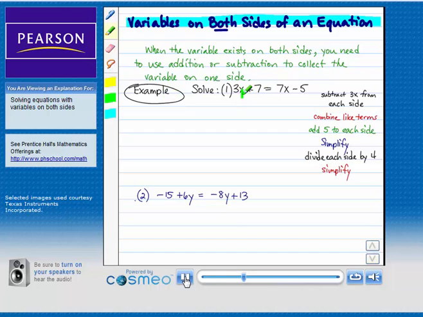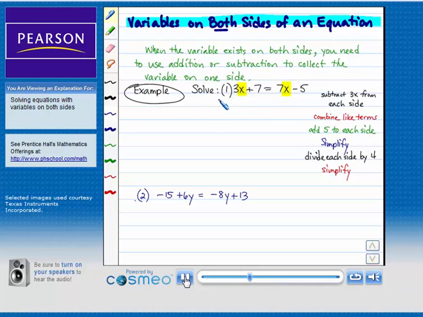Suppose you have the equation 3x plus 7 equals 7x minus 5, and you see I have the variable x on both sides of the equation. Okay, now I need to get the variable onto one side. So I have two choices. I can subtract 7x from each side, or I can subtract 3x from each side. Either one will work. My rule of thumb is generally to remove the variable with the smaller coefficient. Okay, so in this case I'm going to subtract 3x from each side.